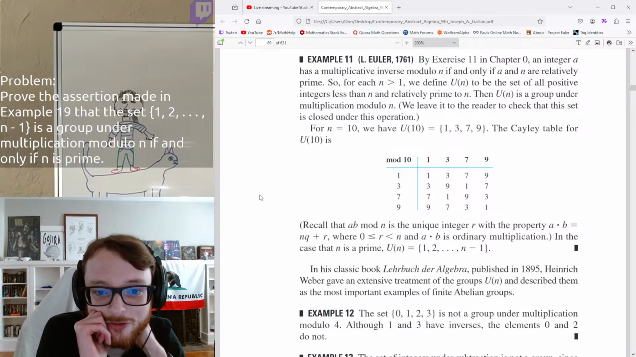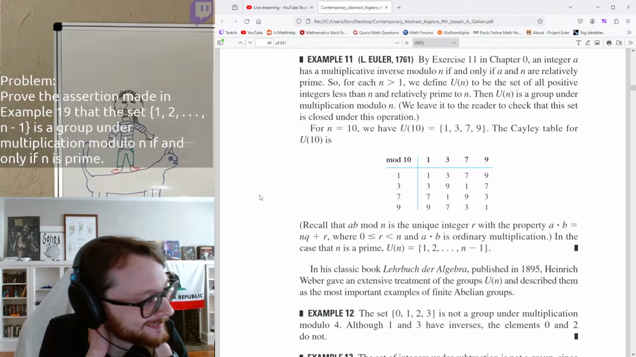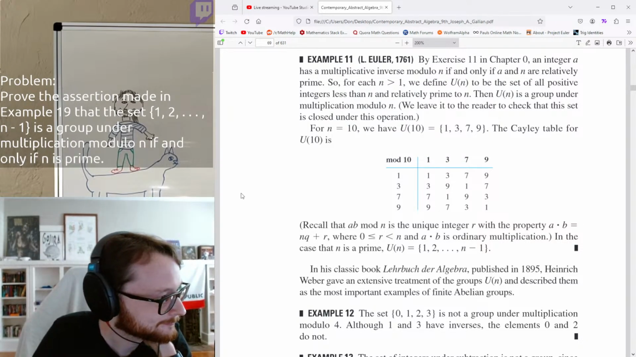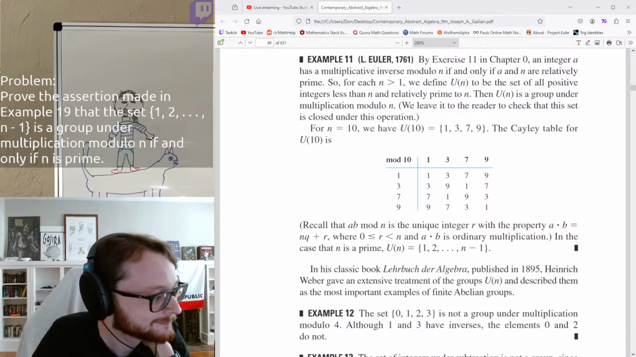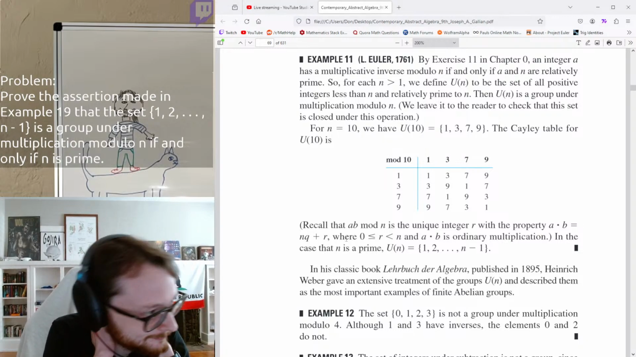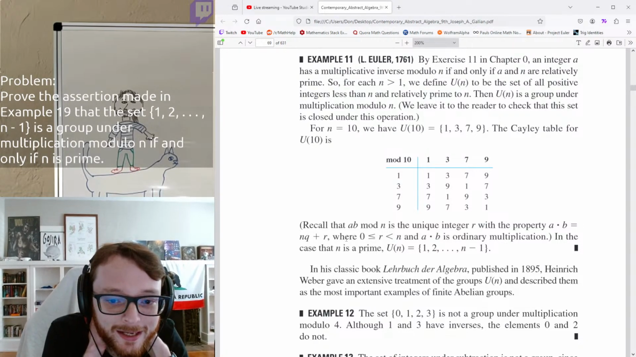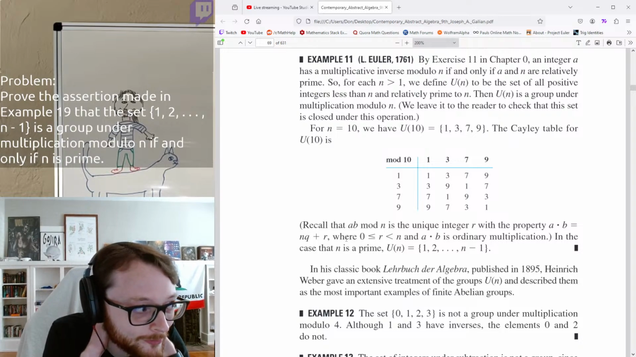We leave it to the reader to check the set as closed under this operation? That's what I wanted help on. Like, I know how to manually check that this is closed. How can we generally prove that this is closed?